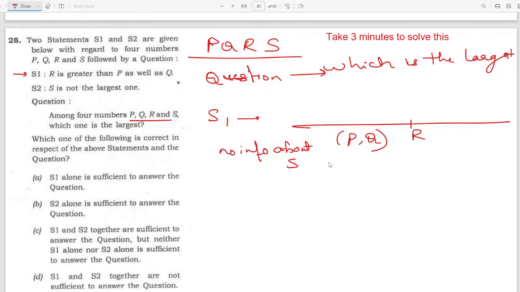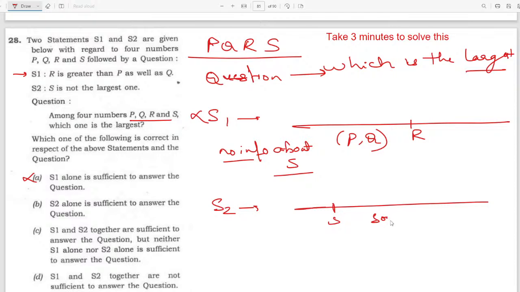So we have to find among these 4 which is the largest. But since they have not given any information about S, clearly S1 is not sufficient to answer the question. So the option that only S1 alone is sufficient is wrong. So we will take S2 separately. S2 says S is not the largest one. We know that S is not the largest one. So S would be somewhere here and there would be some numbers here.